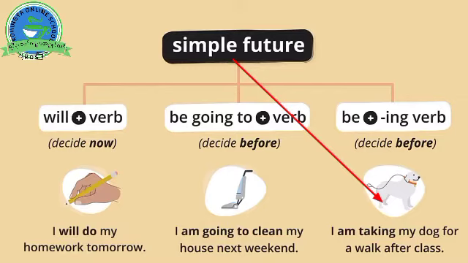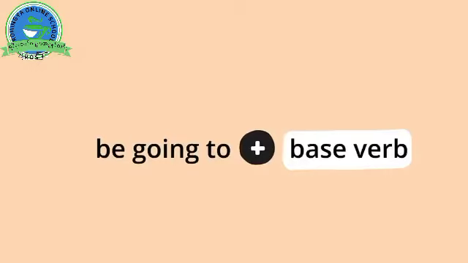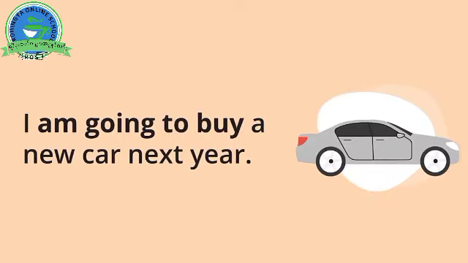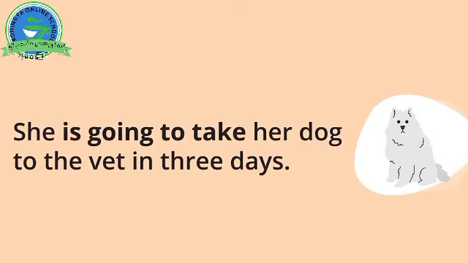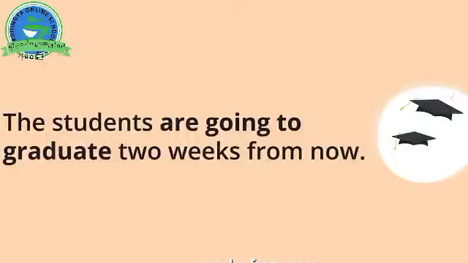The simple future with be going to is very common, especially in spoken English. It is followed by a base verb, with the verb be changing depending on the subject. I am going to buy a new car next year. She is going to take her dog to the vet in 3 days. The students are going to graduate 2 weeks from now.